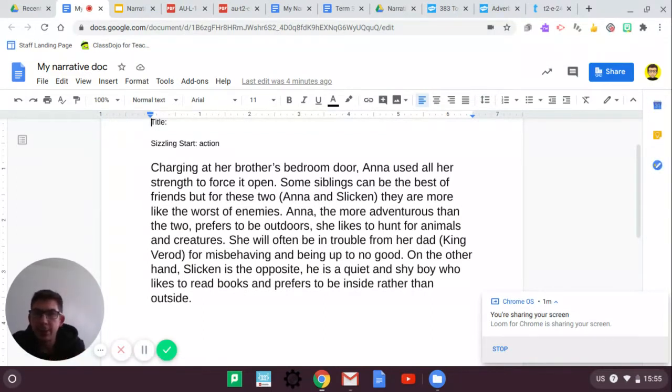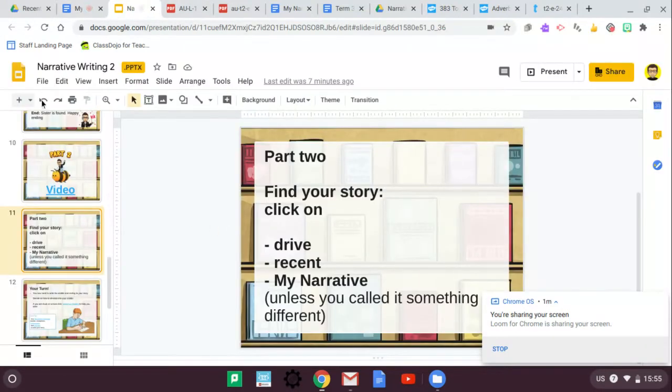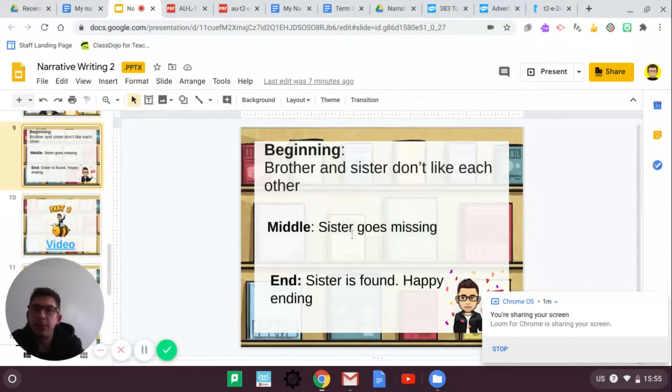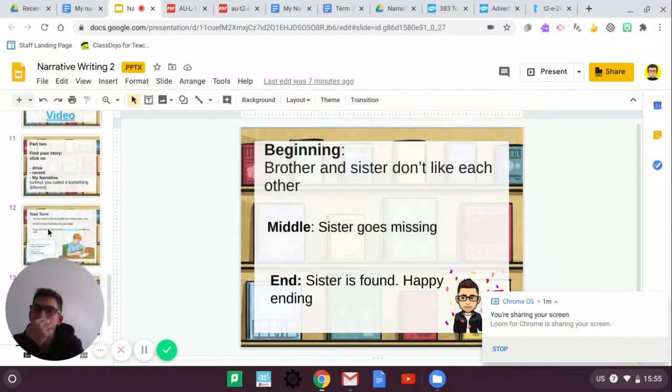On the other hand, Slicken is the opposite. He is a quiet and shy boy who likes to read books and prefers to be inside rather than outside. Okay? So if I just look at my plan, I need to develop into the sister going missing. Alright, so Anna's going to go missing, and then at the end, she's going to be found. Okay, it's going to be a happy ending.